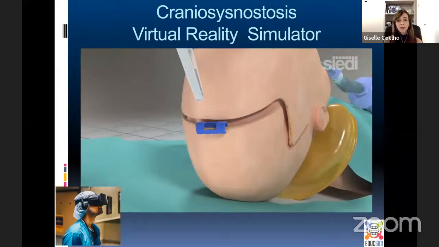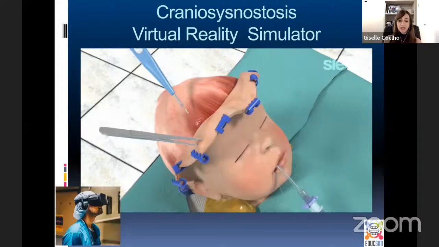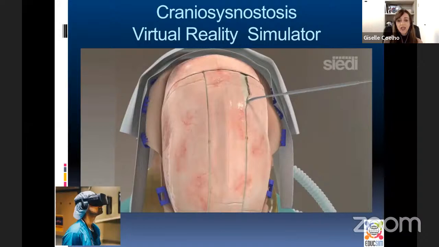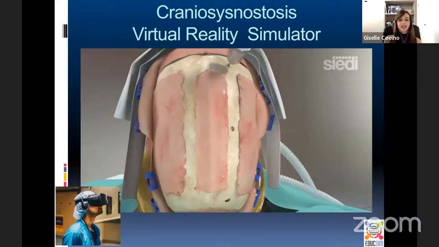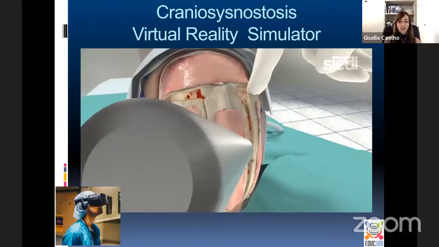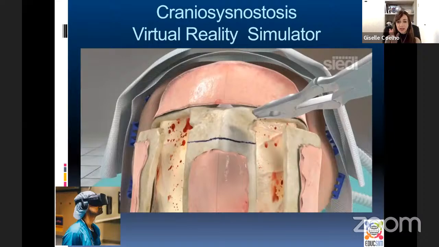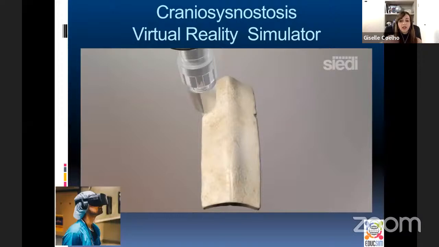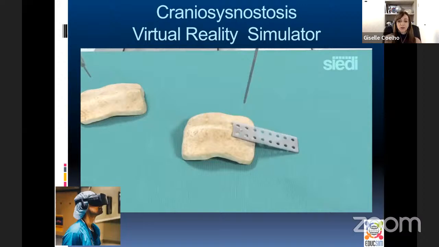The trainee can understand each step of the surgery, the osteotomies, the place to do that and how to do that, and what the instructors have to pay attention to, right? And here we are describing the H technique. The trainee will see the step-by-step of the surgery three-dimensionally, using all the materials that they should use in the physical simulator.